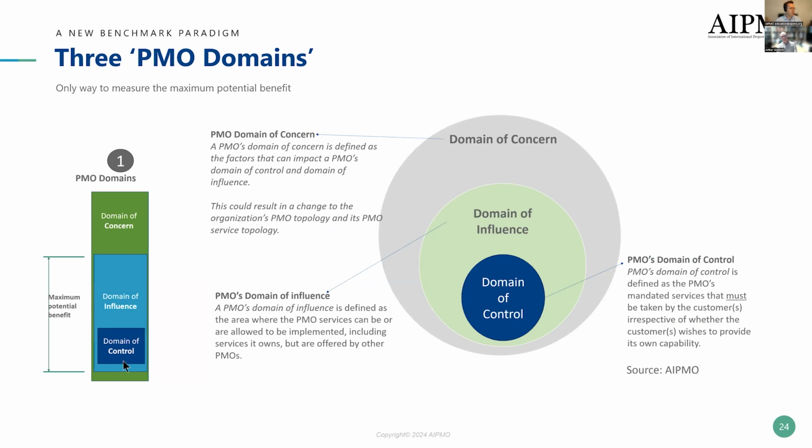So what are these domains of control, influence, and concern? The domain of control is where the PMO has mandated services that must be taken. The reason we came up with this concept is that if a PMO is a service-oriented organization, you haven't got a choice with some services because of compliance or because they are assurance services. So you are mandated to do that. So we have this definition. This is what is mandated in the contract, for example. The domain of influence, this is really important because it may be that a PMO is only doing a third of what it should be doing.